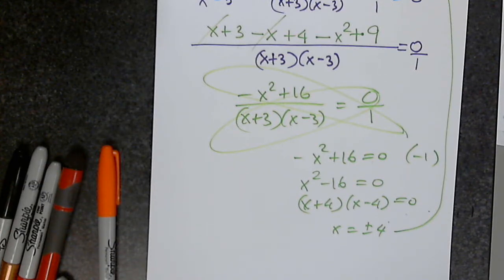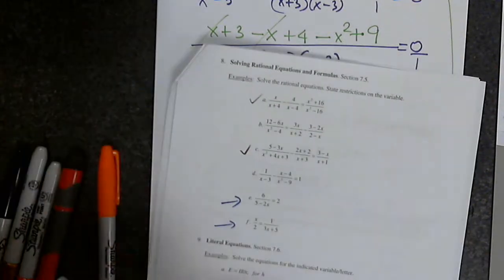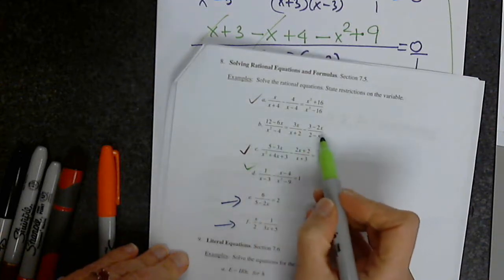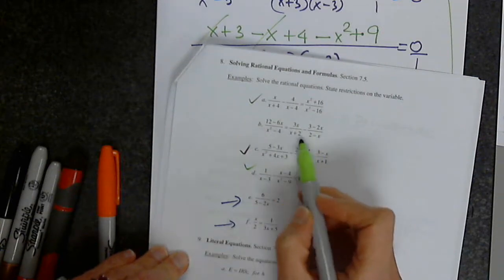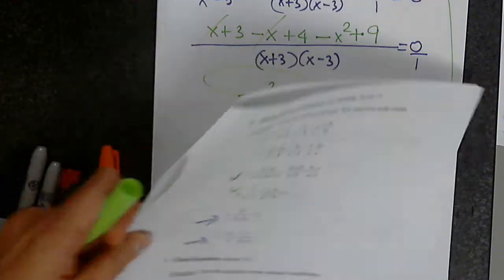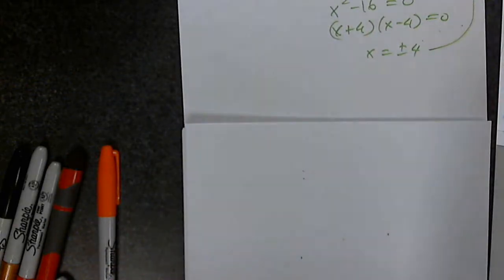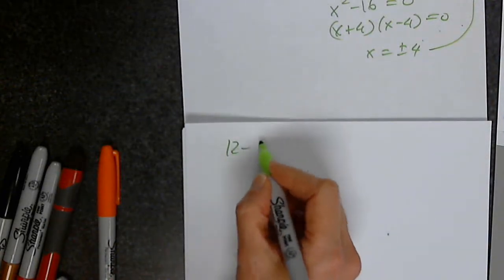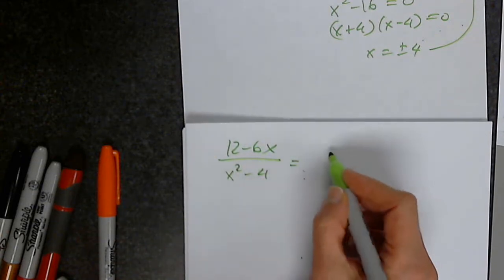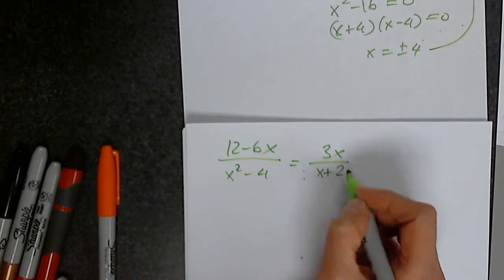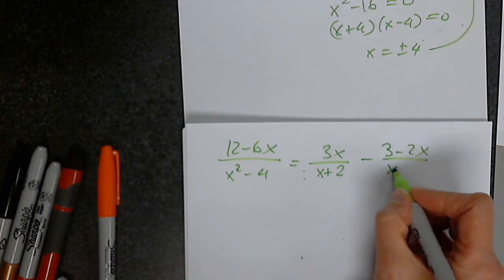Okay, one more. This one has a little twist in the denominator, and I have to be very careful. I still recommend moving both fractions to the other side. So let's see how we do on this one. So 12 minus 6x divided by x squared minus 4 equals 3x over x plus 2 minus 3 minus 2x over 2 minus x.